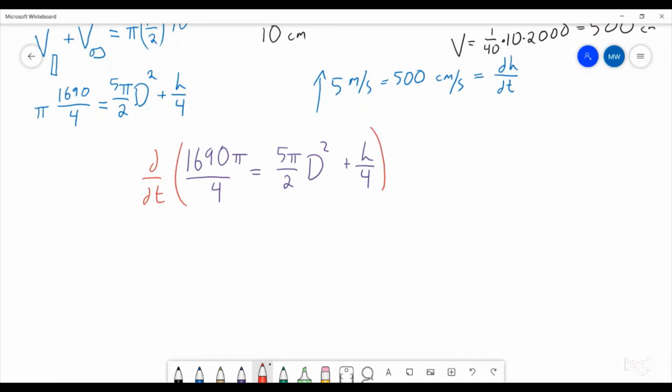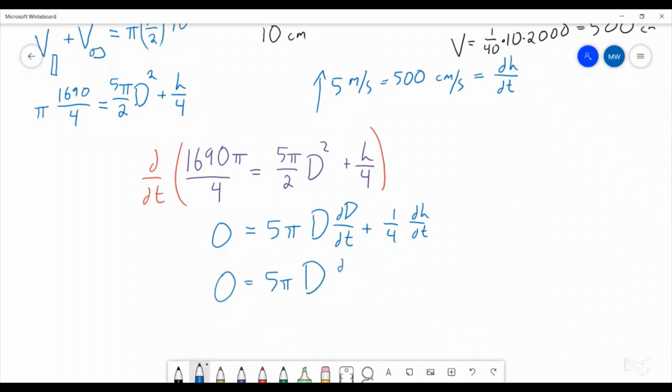Now notice that the original volume actually all just cancels out when we take the derivative, and that just goes to 0. But then when we take the derivative of the other side, we get 5 pi over 2 times 2d dD/dt, so that's 5 pi d dD/dt, plus 1/4 dh/dt, and we know what dh/dt is. So that means that 0 is equal to 5 pi d dD/dt plus 1/4 times 500.